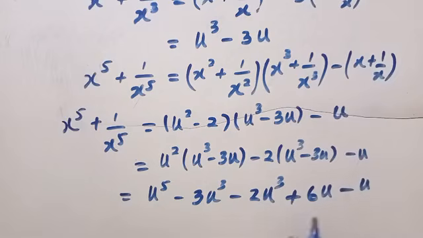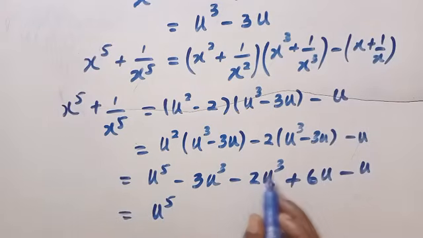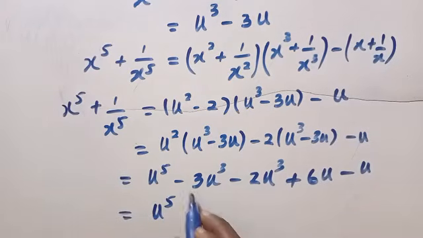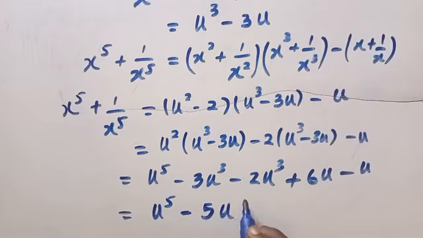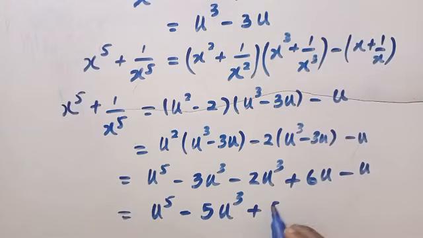Then minus u. From here, we have u power 5. This is power of 3, and this is power of 3. Minus 3 minus 2 is minus 5, then u power 3, plus 6u minus u. This gives us 5u. And the whole of this expression is u power 5 minus 5u power 3 plus 5u, which equals x power 5 plus 1 divided by x power 5.